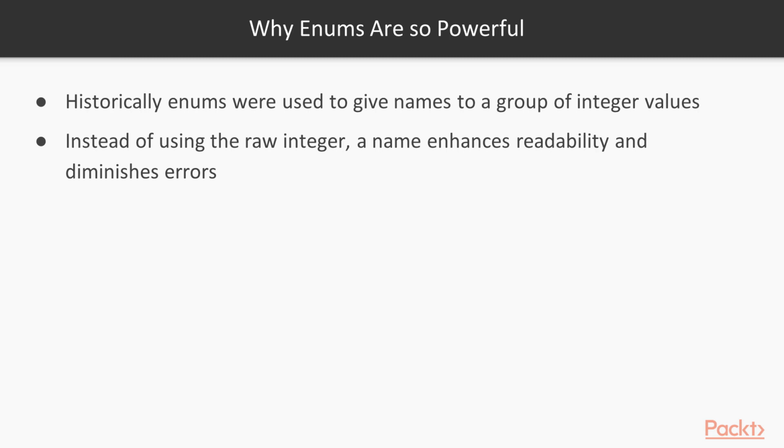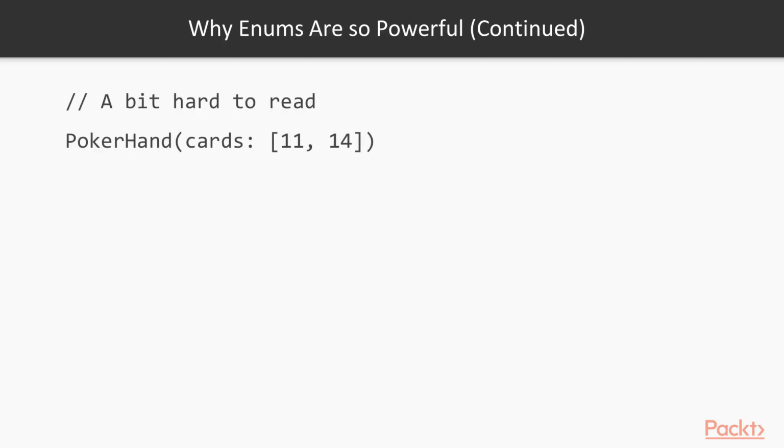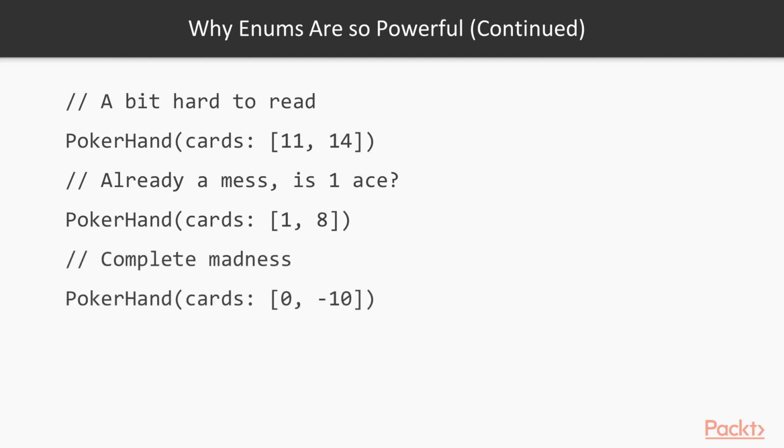If we were to describe a poker hand and the cards of a player as integers, well, for a 6 and a 7, that might work okay. An 11 and a 14, it's already a little bit tricky to read. But if we pass a 1 and an 8, it's already kind of a mess. Like, is a 1 an ace, or what exactly is the value 1 representing? And obviously we can pass completely false values like 0 or -10 that are not represented in poker cards.